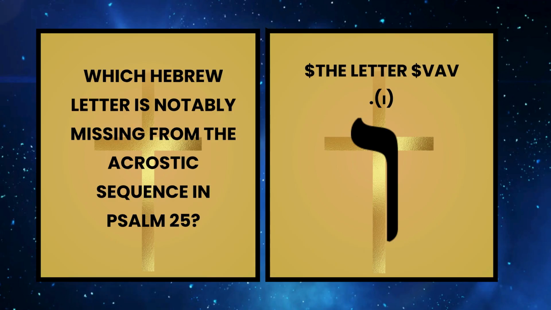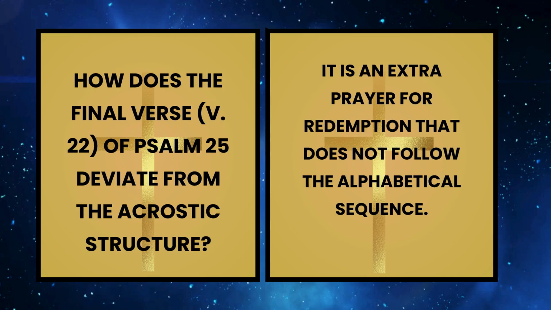Which Hebrew letter is notably missing from the acrostic sequence in Psalm chapter 25? The missing letter is Vav. How does the final verse, verse 22, of Psalm chapter 25 deviate from the acrostic structure? It is an extra prayer for redemption that does not follow the alphabetical sequence.